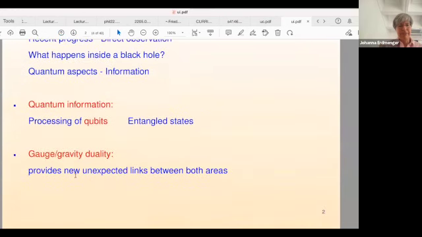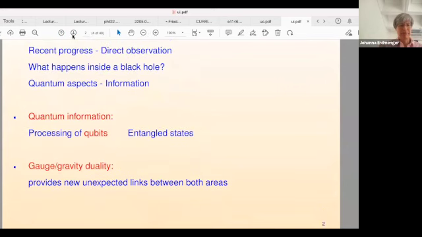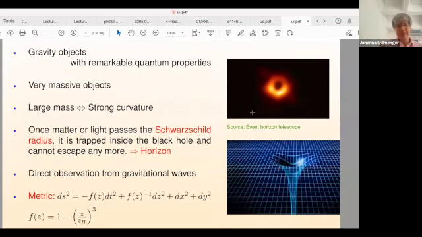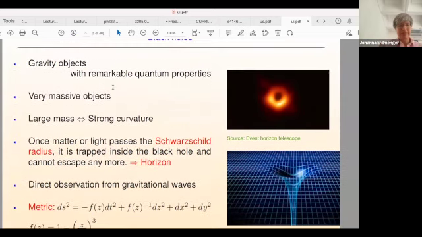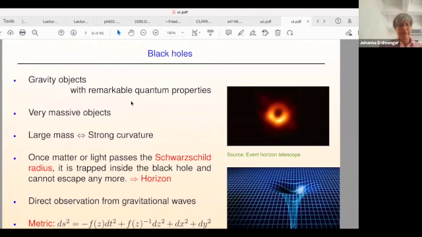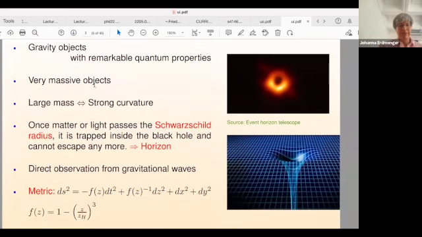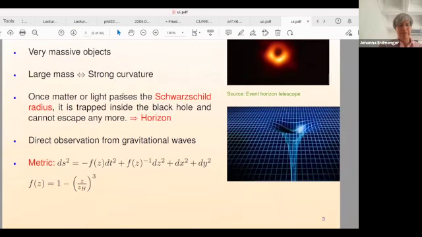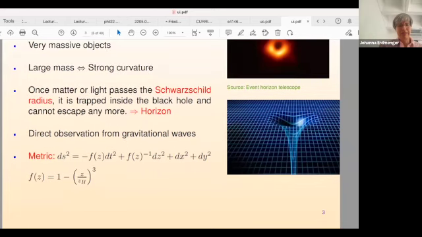Gauge-gravity duality provides new unexpected links between both of these areas. This is a picture from the Event Horizon Telescope. A black hole is a gravity object with remarkable quantum properties. It's very massive, and because it's so massive, there's a strong curvature of space. Importantly, black holes have the Schwarzschild radius. Once matter or light passes the Schwarzschild radius, it's trapped inside the black hole and cannot escape anymore.